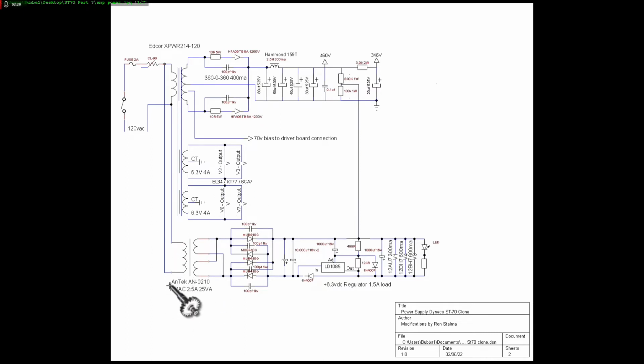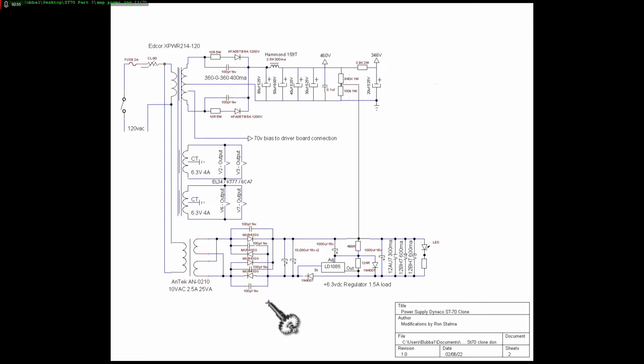And here you have the Antec power transformer. Actually, this schematic is wrong right here. I don't have it running through the CL90. I have it after the fuse. I have to change this schematic. And it's connected after the fuse. So the CL90 only goes to the power transformer for the rest of the circuit.